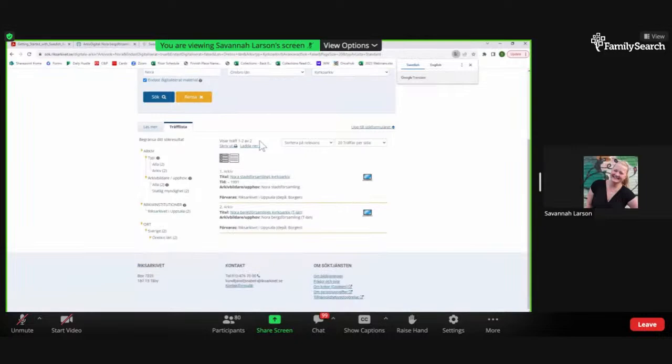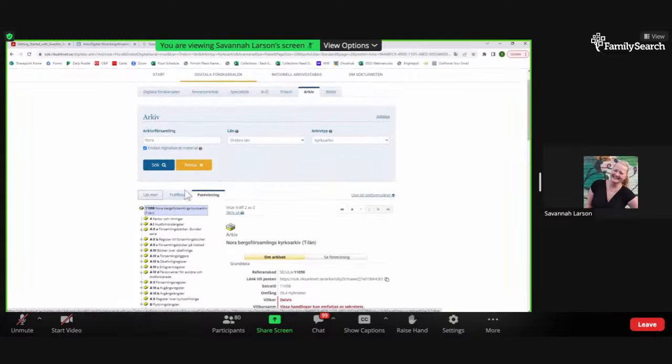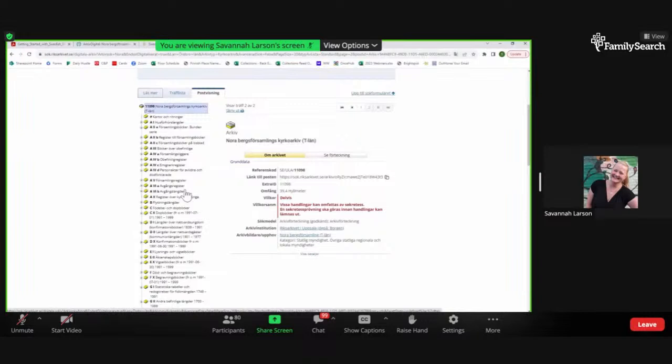And then once you search it, you can find the correct parish in your list. So Nora Berg Församling is where my family's from. It's the example I always use. And then here you've got the same list that's in Archive Digital. It's just not in English anymore. You could use Google Translate at this point to translate it a little bit, but it's not going to be a perfect translation and it's a little bit harder to navigate.